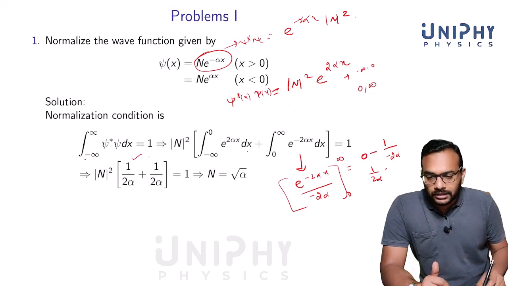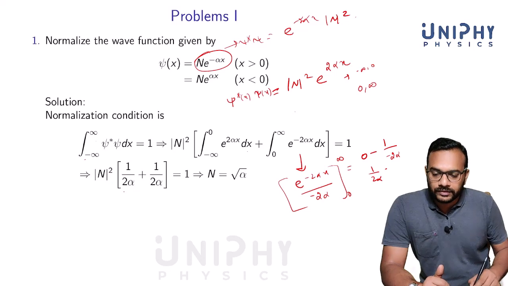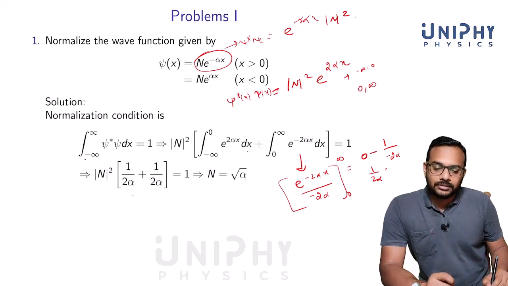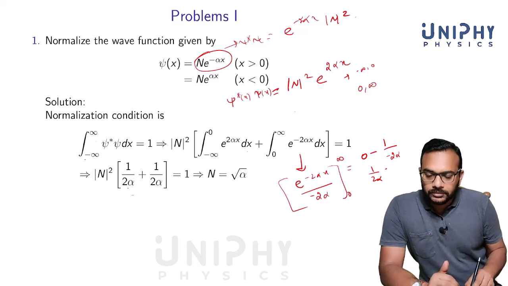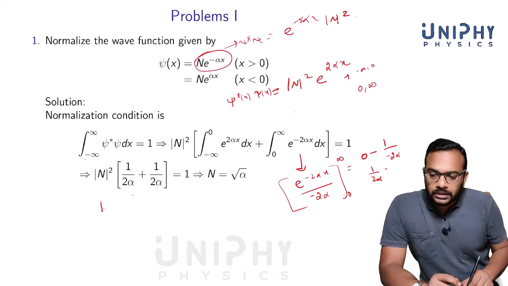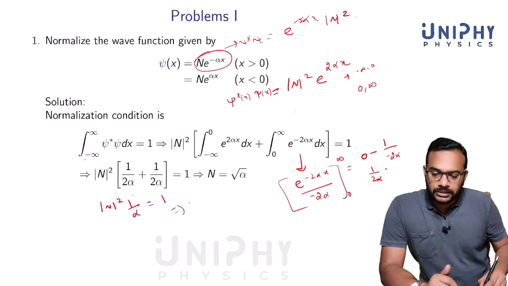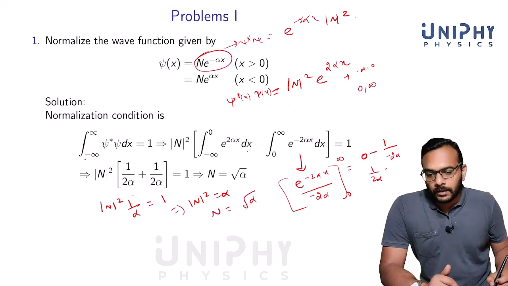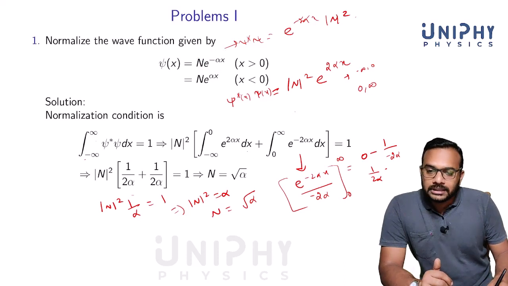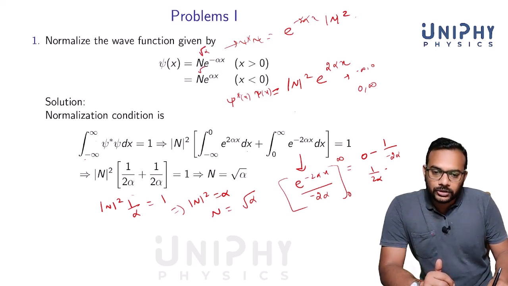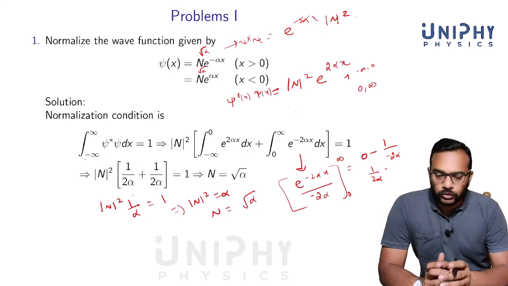So you just integrate this, substitute the limit, and you see that modulus of N squared times, 1 by 2 plus 1 by 2 is 1, so 1 by alpha, is equal to 1. This means that modulus of N squared is equal to alpha and N is equal to square root alpha. That's the normalization constant. So if you put the square root of alpha instead of N here and here, then our wave functions are normalized.